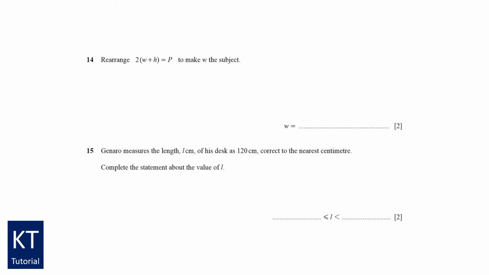Question 14. Rearrange 2W plus H equals P to make W the subject. Following through the working, W is half of P minus H. Question 15. Gennaro measures the length L of his desk as 120 centimeters correct to the nearest centimeter. Complete the statement about the value of L. The correct answers are 119.5 and 120.5 respectively.